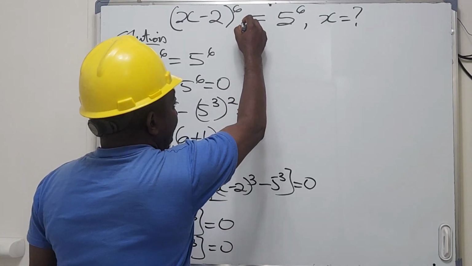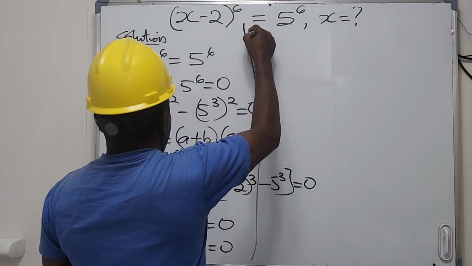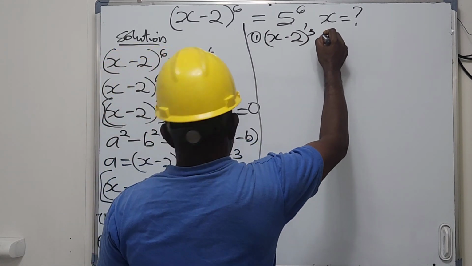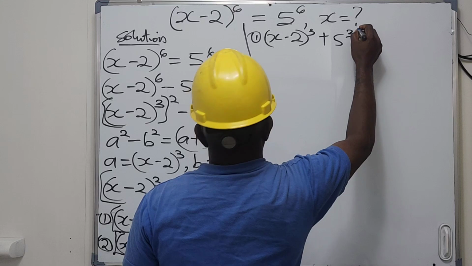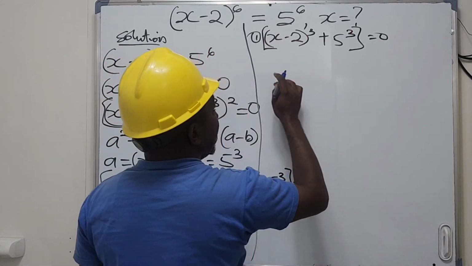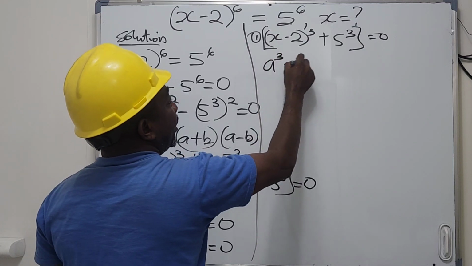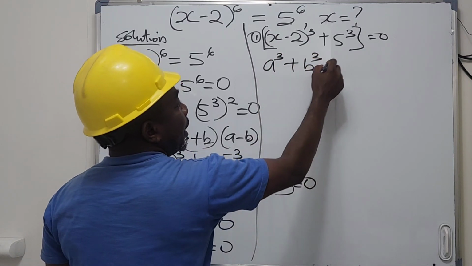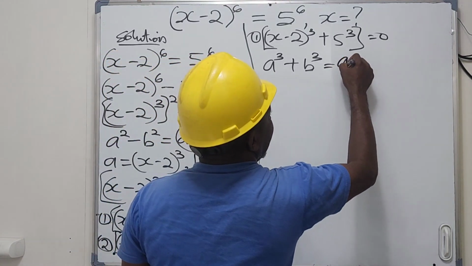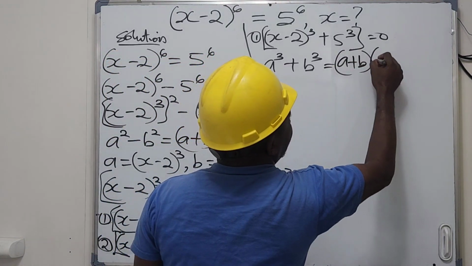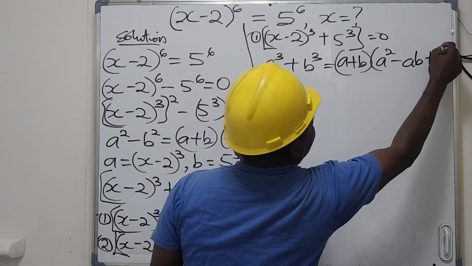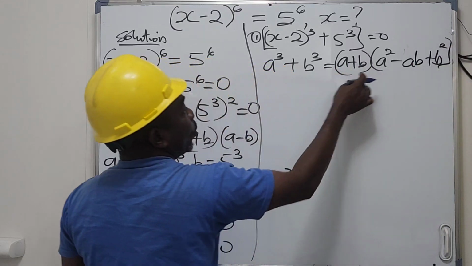So in this case, we are going to start from the first one, where we have (x − 2)^3 + 5^3 = 0. In this case, you can look at this. It is in the form a^3 + b^3. That is addition of two cubes. So this is the same thing as (a + b)(a^2 − ab + b^2). So this is what it means.